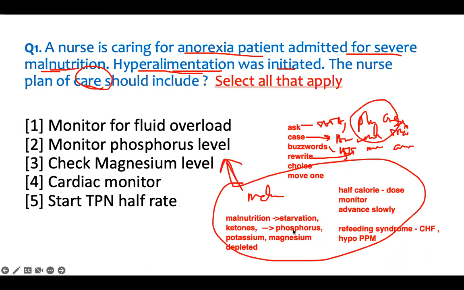Monitor for fluid overload. Yes, I told you, you're going to CHF. If you see they are getting fluid overloaded, they may have refeeding syndrome. Monitor potassium and phosphorus levels. Yes, you have to monitor phosphorus. Check magnesium level. Yes. Cardiac monitor. Yes, you got it. This patient has to be on a cardiac monitor because their potassium will be low. Hypokalemic, they can go into cardiac arrhythmia. And start TPN at half rate. Yes, you start at half rate, not the full rate, and that will prevent all these problems.